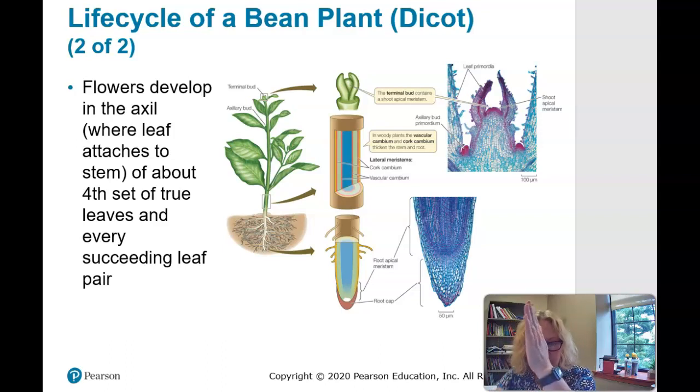So you've got stem, you've got leaf. This is the axil, if you want to do it this way. This is the axil where the stem attaches. This doesn't start to happen until about the fourth set of true leaves. So the plant is not going to try and reproduce until it knows it's in a good spot.